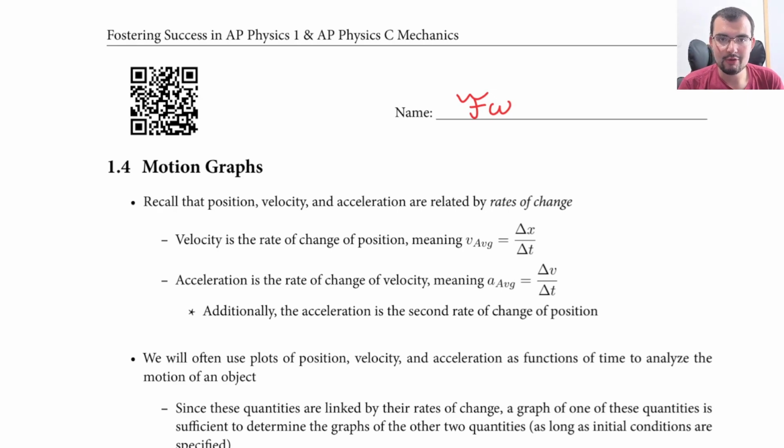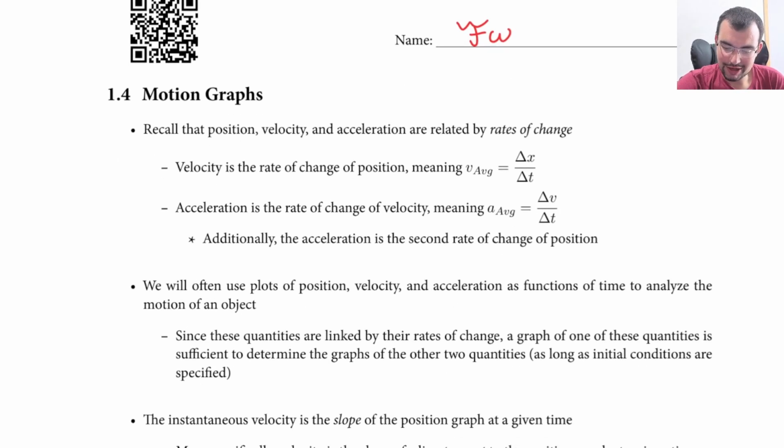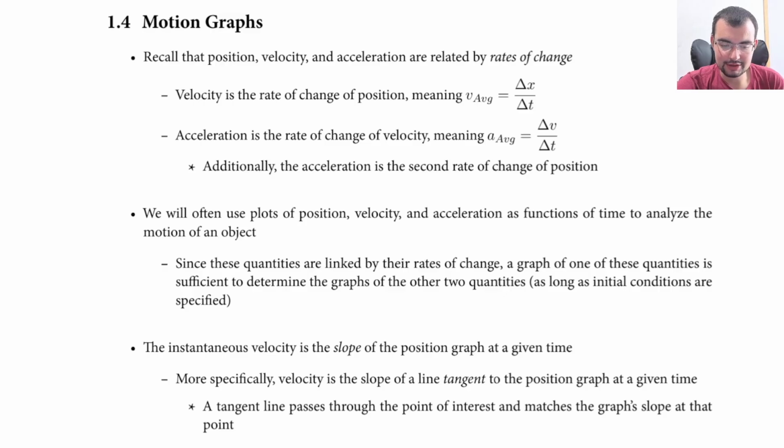Now we're going to look at analyzing the motion of objects in general using graphs. Because fundamentally, what we've been dealing with is describing objects by their rates of change, right? Velocity is the rate that position is changing with time, acceleration is the rate the velocity is changing. And what are rates of change? Rates of change are slopes of graphs. So, a graph is a great way of visualizing these quantities as a function of time.